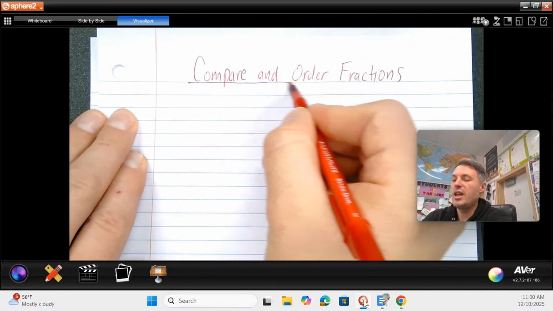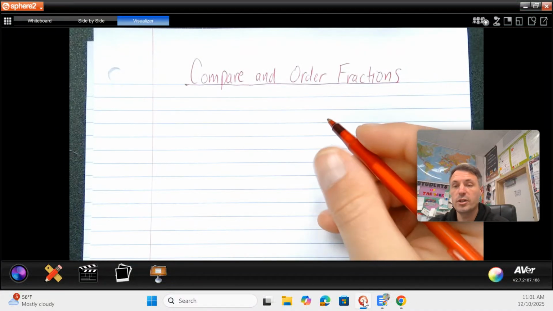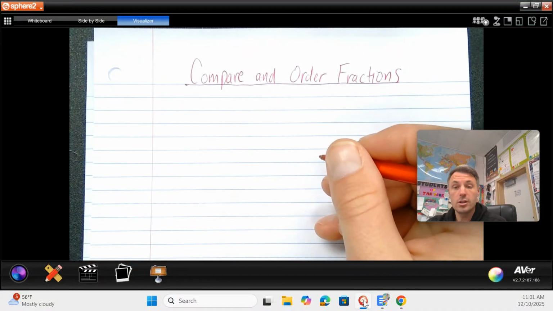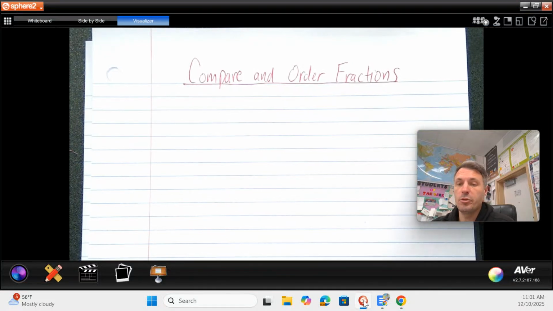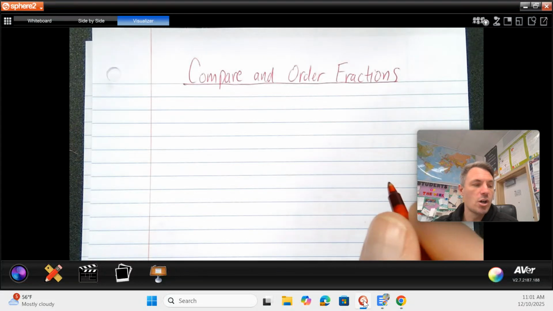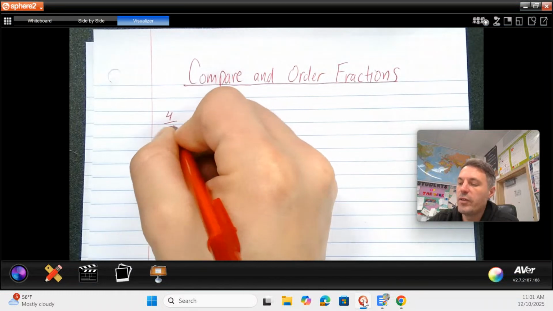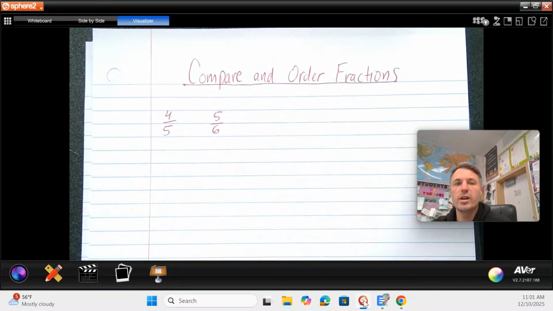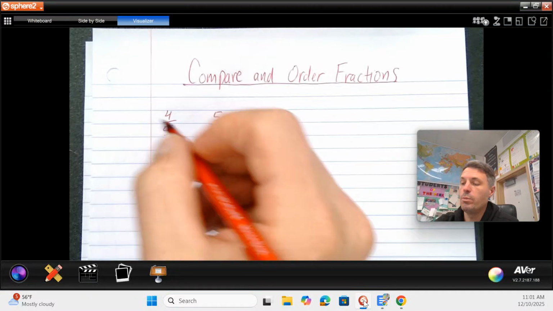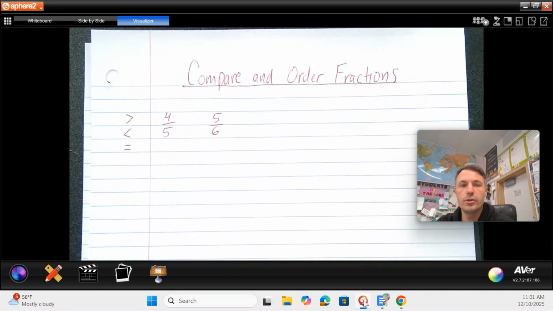Okay, so today we're going to be comparing fractions, which means telling which fraction is bigger and which fraction is smaller, or seeing if they're equal. And then we'll be ordering fractions, which means putting them in order from either least to greatest or greatest to least, okay? Let's start with an example. Let's say we have 4/5 and 5/6, and we want to tell which fraction's bigger. So between these two fractions, we're either going to write greater than, less than, or equal to.